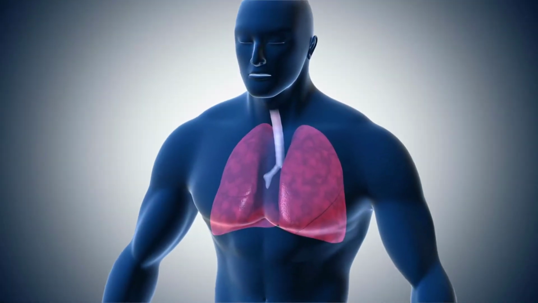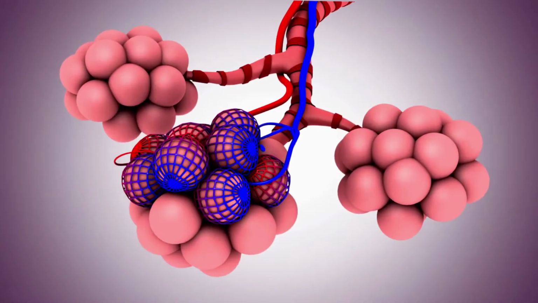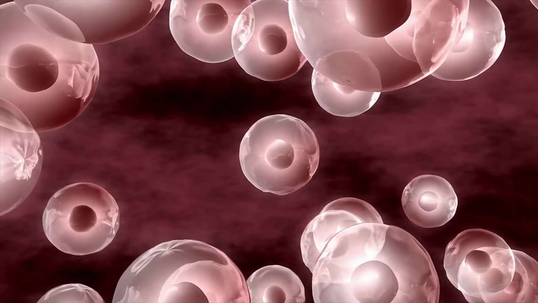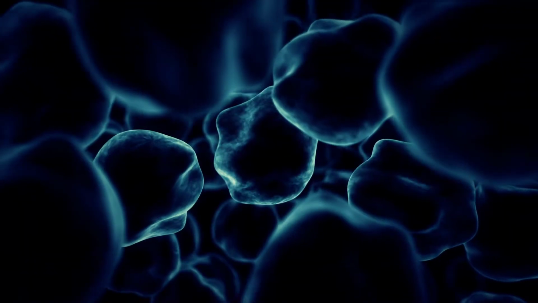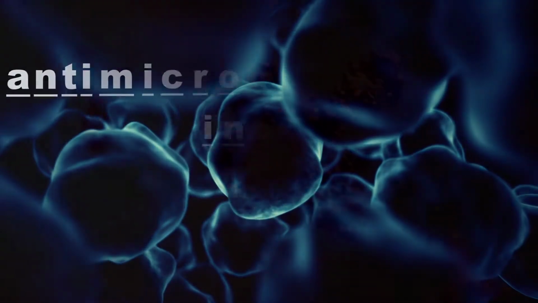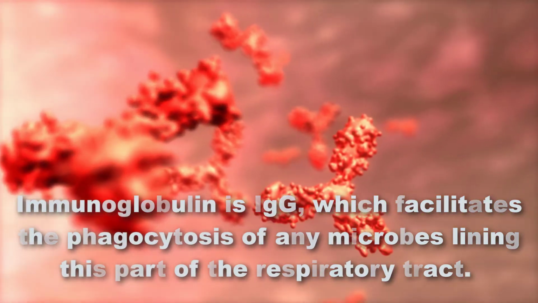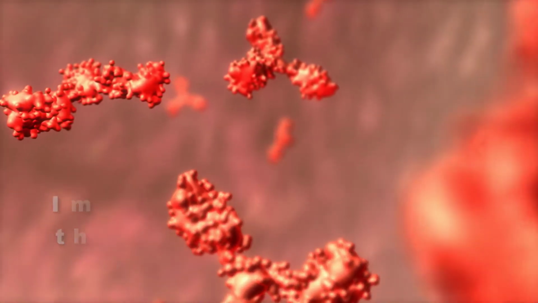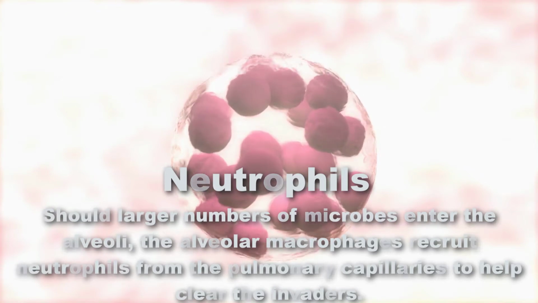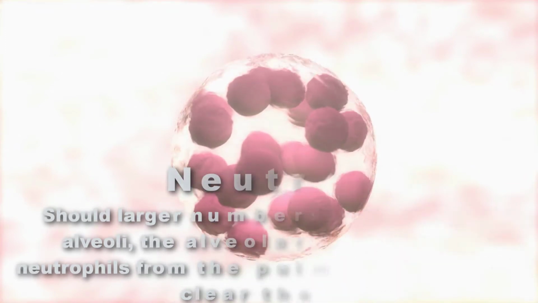The lower respiratory tract contains epithelial cells that line the alveoli and the respiratory bronchioles. These epithelial cells are not ciliated. However, the region is covered by alveolar fluid, which contains a number of antimicrobial components, including lysozyme, immunoglobulins, and neutrophils. Immunoglobulin IgG facilitates the phagocytosis of any microbes lining this part of the respiratory tract. Neutrophils are recruited when larger numbers of microbes enter the alveoli. The alveolar macrophages recruit these neutrophils from the pulmonary capillaries in order to clear the invaders.